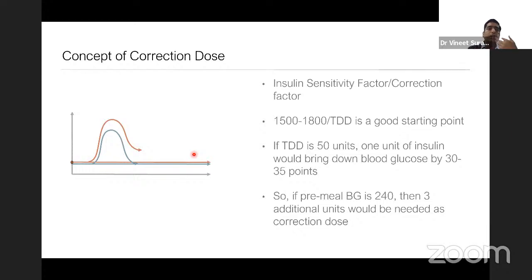Now, the concept of correction dose. This is the insulin sensitivity factor, which we calculate based on 1500 to 1800 divided by total daily dose, which is a good starting point. So if the total daily dose is 50 units, 1 unit of insulin will bring down blood glucose by 30 to 35 points. Suppose you find the pre-meal blood glucose is 240, while my target was to keep it around 130. It has gone almost 110 up. Then, calculating from 30 to 35, the child will require an extra 3 units as a correction dose.